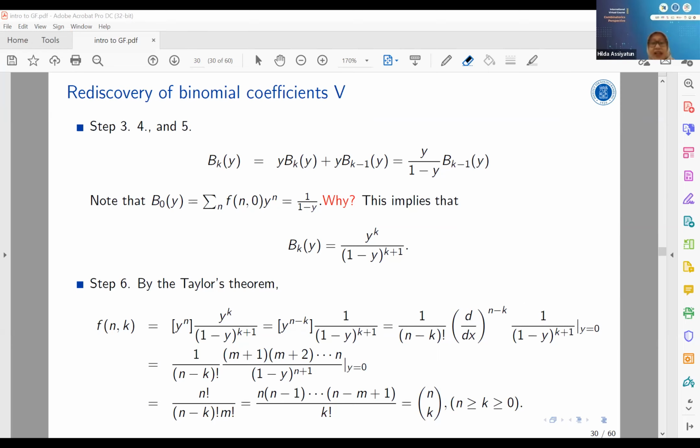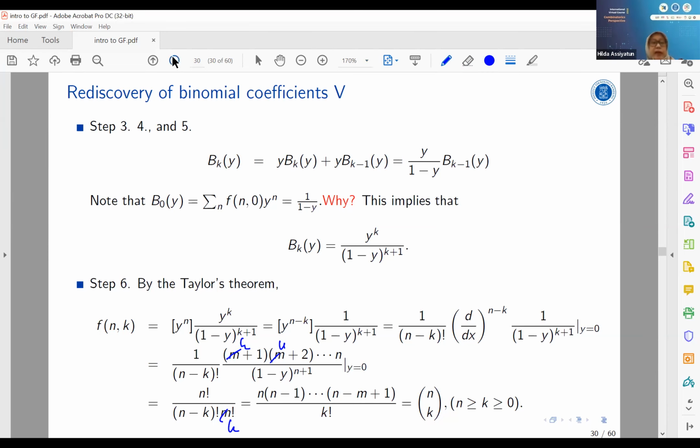Hang on, again, this is wrong. This is not m, but it should be k. This is k. What else? This should be k as well. So again, we obtain the binomial coefficient, using a different generating function.